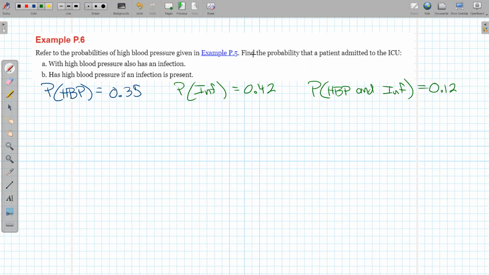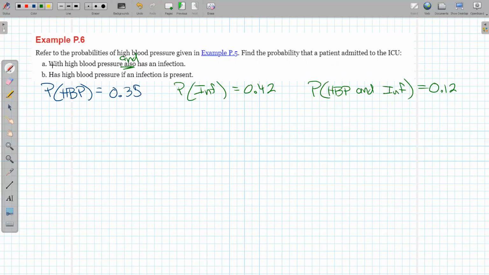Okay, now find the probability that a patient admitted to the ICU, so we're still in that universe, with high blood pressure also has an infection. This was mentioned in the book, and I mentioned this in class the other day. The English language is very varied. There are lots of ways to say something, and sometimes it's not very precise. Often I'm going to switch to probability notation to be a little more precise. So I have to figure out what this means in terms of probability. When someone says also, I think and.